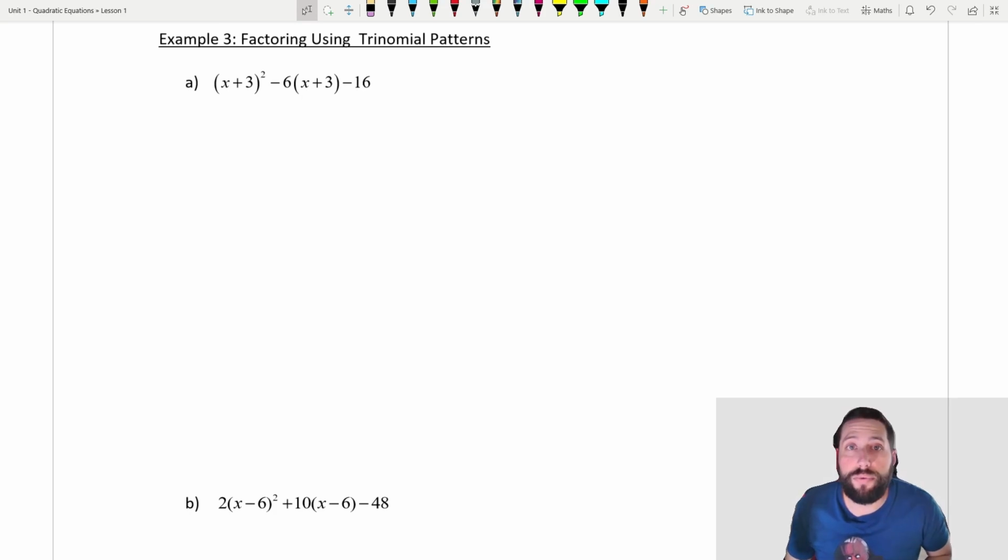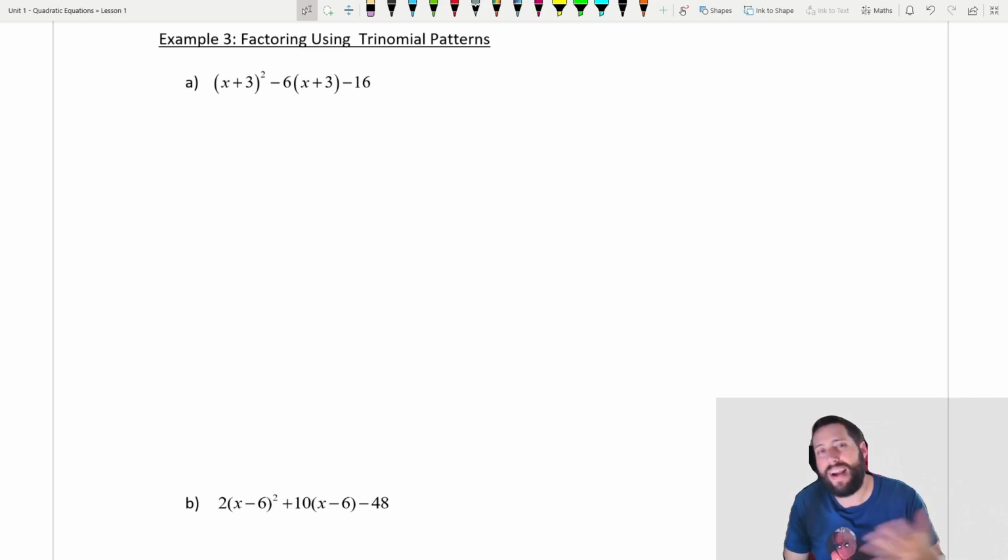Moving on to example 3, where we're going to factor using trinomial patterns. So in this one, we have x plus 3 to the power of 2 minus 6 times x plus 3, and then we're going to subtract 16 from everything. Okay, we're still going to factor though. So this is going to look a little different, all right?